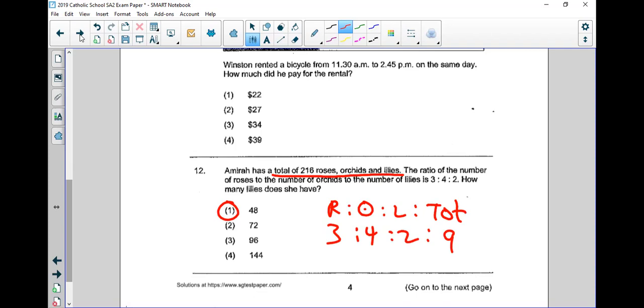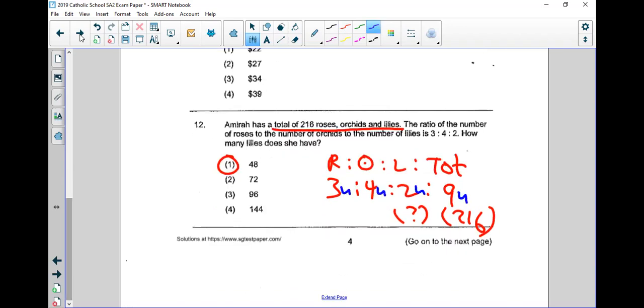Yeah. So how many lilies? How many lilies? So can we find? Yeah, there's a total of 216 flowers, which is 9 units. So when you write your ratio, these are all called units already, right? So you take 9 units equal 216, then you find 1 unit. So do your working, 216 divided by 9, your 1 unit is 24. Lilies has 2 units, so 24 times 2, answer 48.